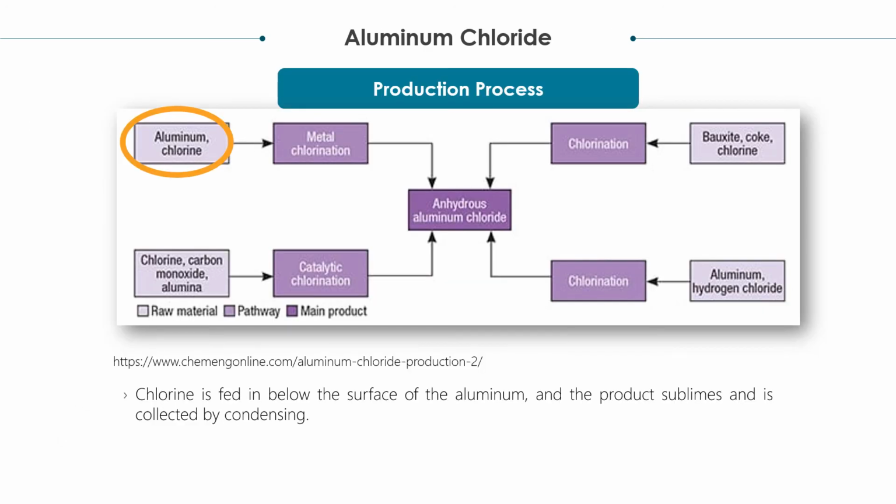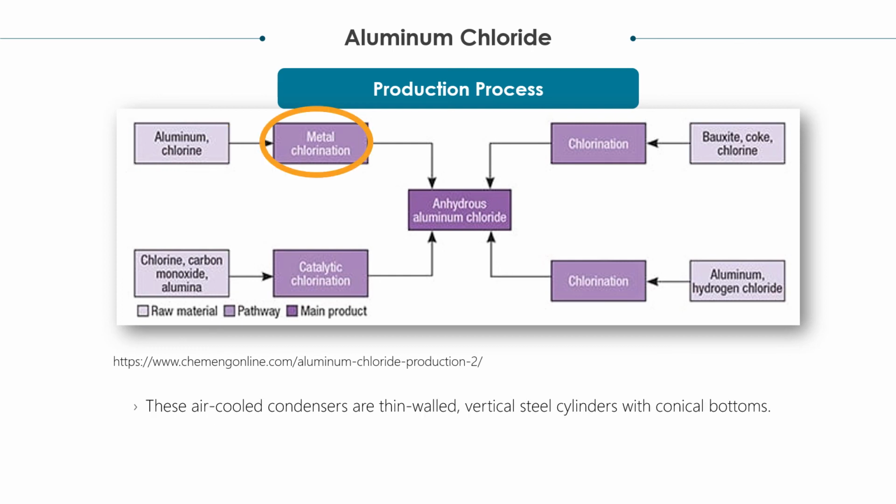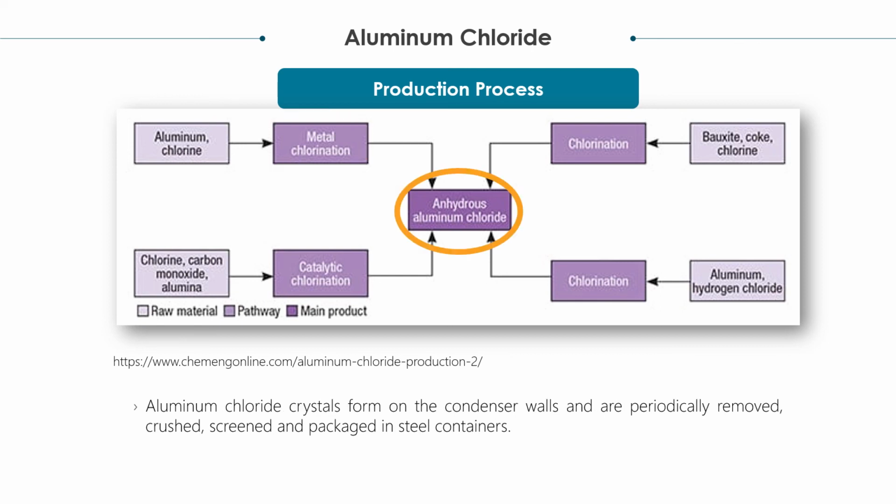So this is the production process of anhydrous aluminum chloride. The chlorine is fed in below the surface of aluminum and the product sublimes and is collected by condensing. It will undergo metal chlorination, with aluminum metal and chlorine as the feed. These air-cooled condensers are thin-walled vertical steel cylinders with conical bottoms. Aluminum chloride crystals form on the condenser walls and are periodically removed, crushed, screened, and packaged in steel containers.